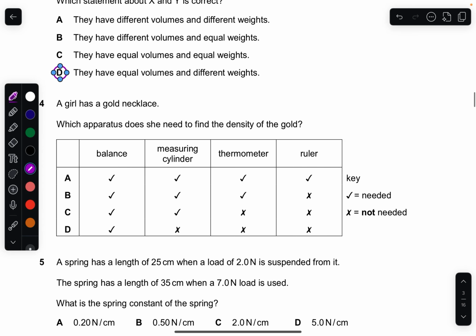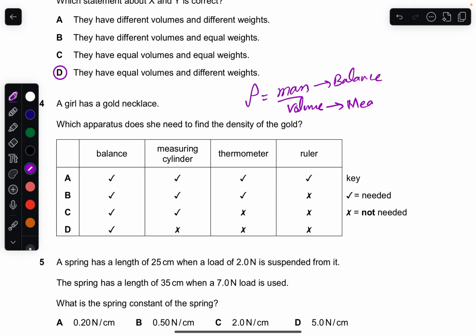In question 4, a girl has a gold necklace. Which apparatus does she need to find the density? So density, we know it is mass over volume. For the necklace, for mass you need the balance, and for volume, since it is an irregular shaped object, you need the measuring cylinder. So it's option C that is correct.